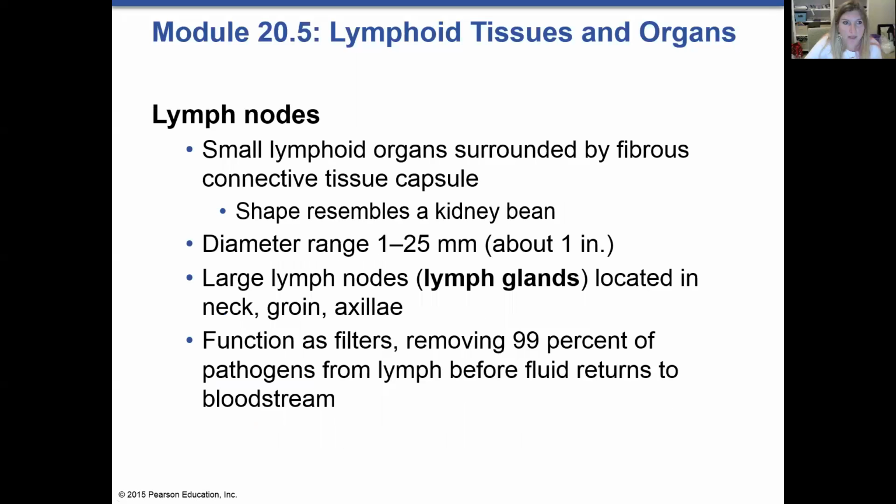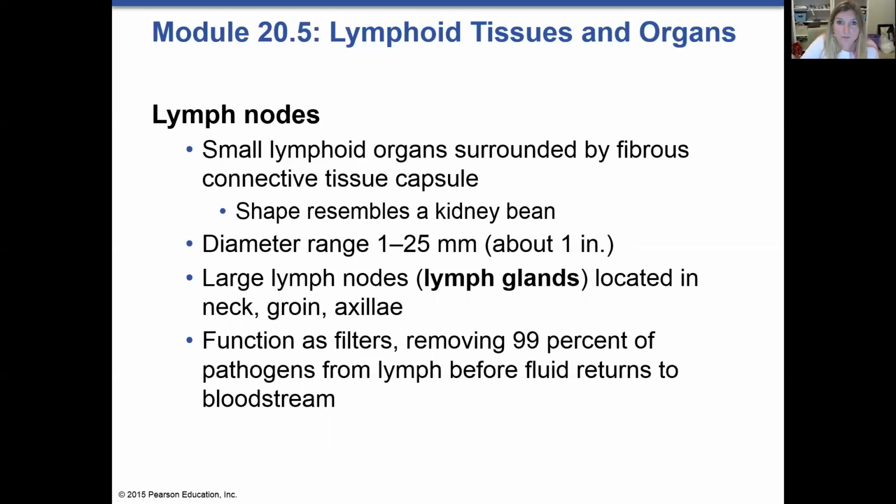So let's talk about those lymph nodes in general. They're basically small organs. They have a capsule around them, and the shape resembles a kidney bean. They're typically small, about 1 inch in diameter. There are larger lymph nodes, like lymph glands, that are located in the neck, the groin, the axilla, your armpit area, and that's what you can feel when you have a sore throat. And your doctor might feel your neck and say, "Oh yeah, you know your glands are swollen." Right? The glands are the lymph glands, which are just very large lymph nodes in that particular area.